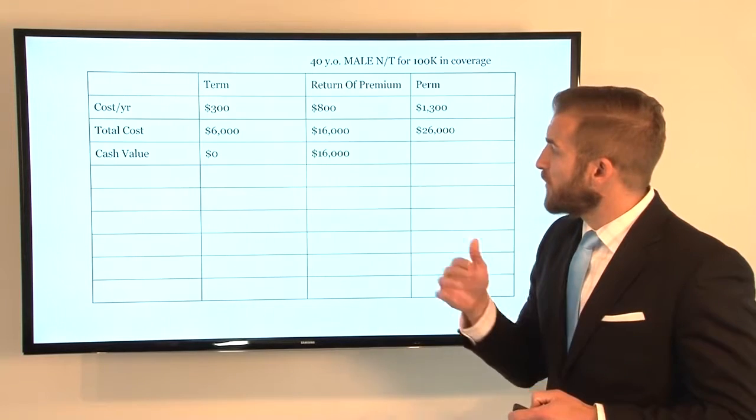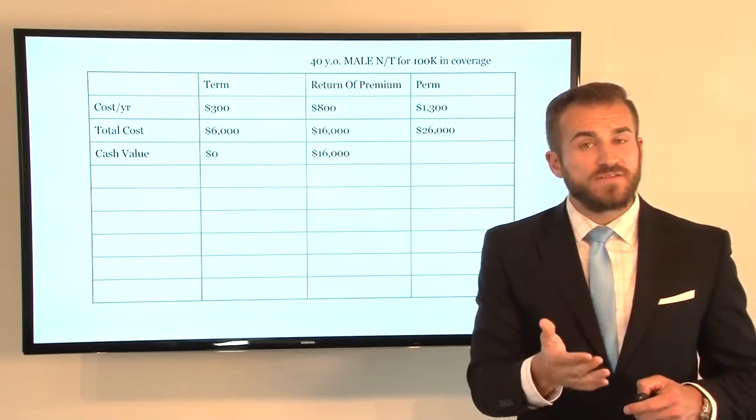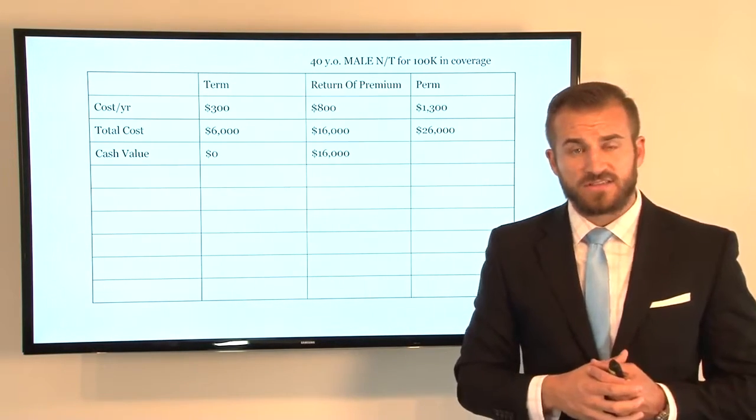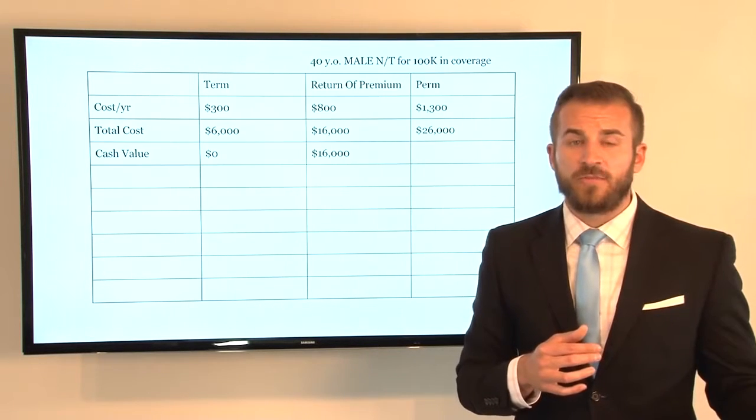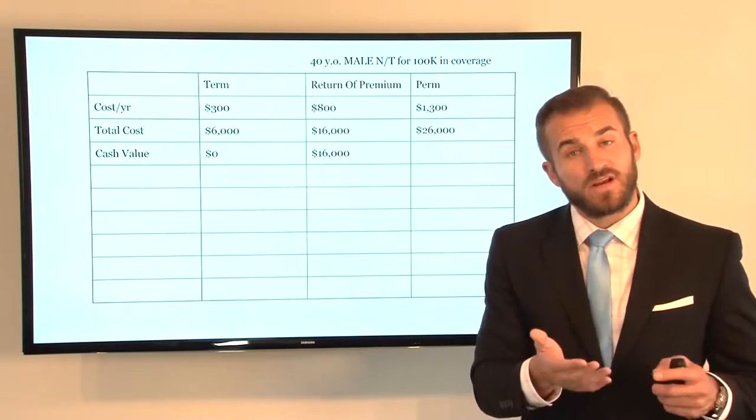Return of premium works just like the name says, so you receive a check for $16,000. It's like taking that money, putting it under your mattress, and not being able to touch it for 20 years.